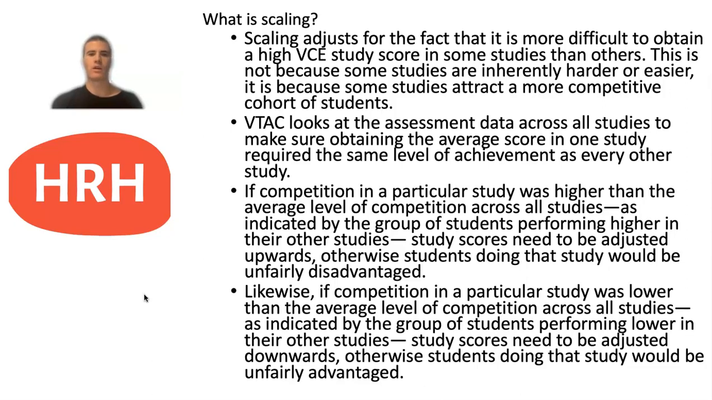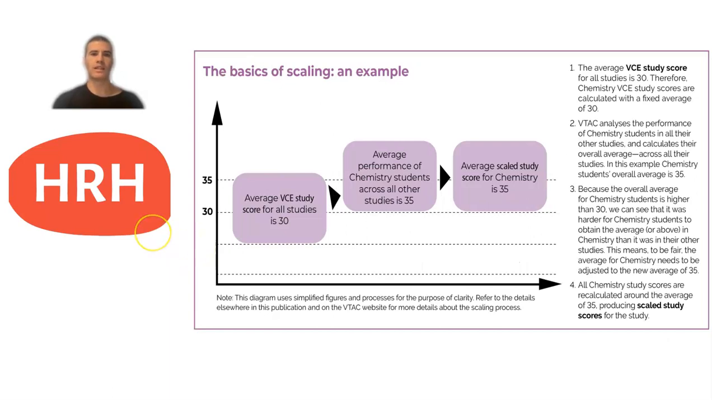That's where scaling comes into it. If competition in a particular study was higher than the average level of competition across all studies, and that's indicated by that group of students performing higher in their other studies compared to that particular subject, then study scores need to be adjusted upwards. The opposite is applied if competition in a particular study was lower than the average level of competition across all studies by that group of students; that's when study scores are adjusted downwards. It's probably easiest to get your head around by looking at a particular example.